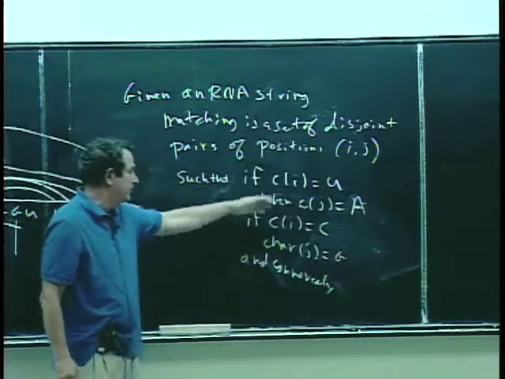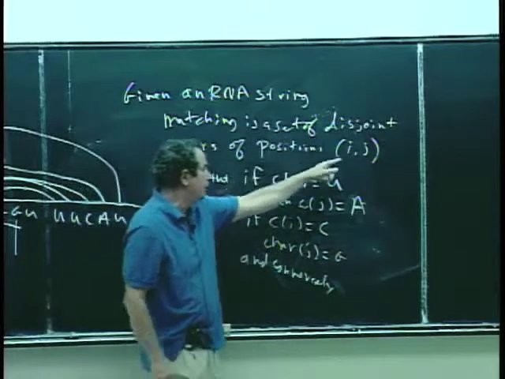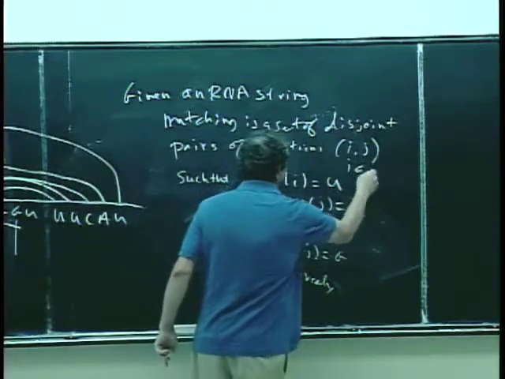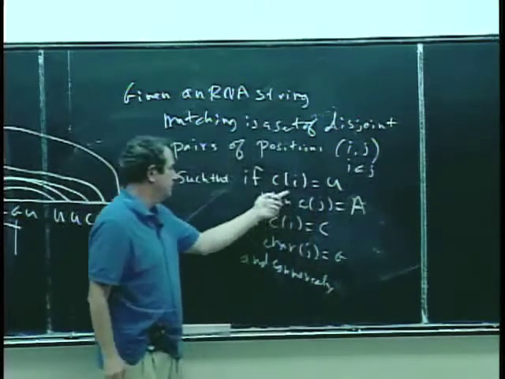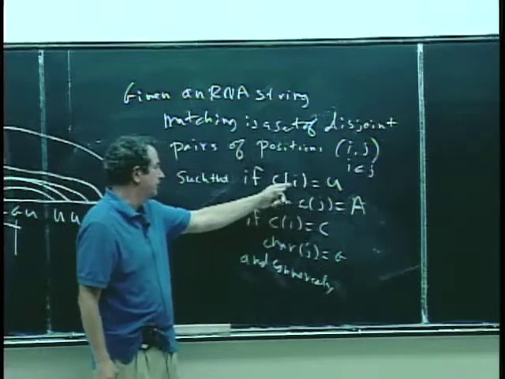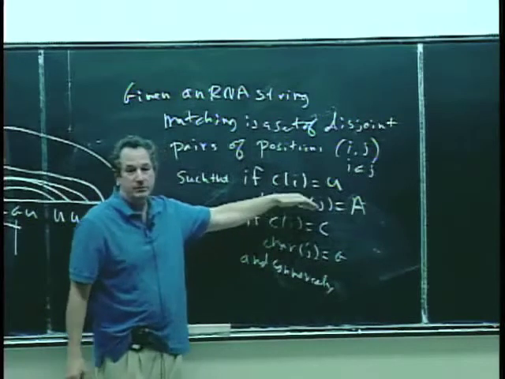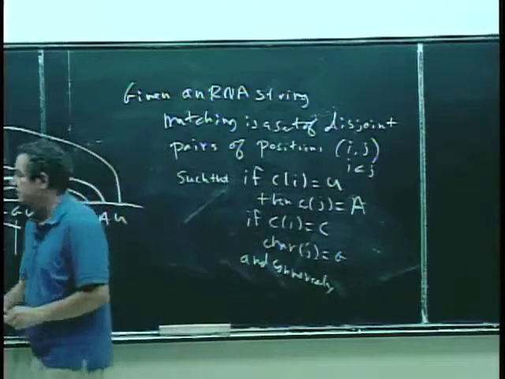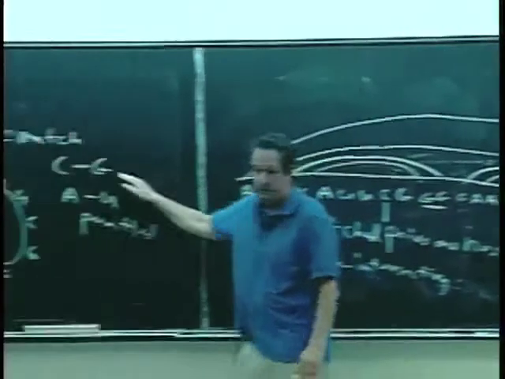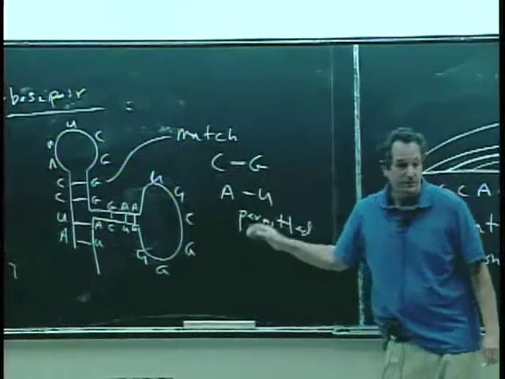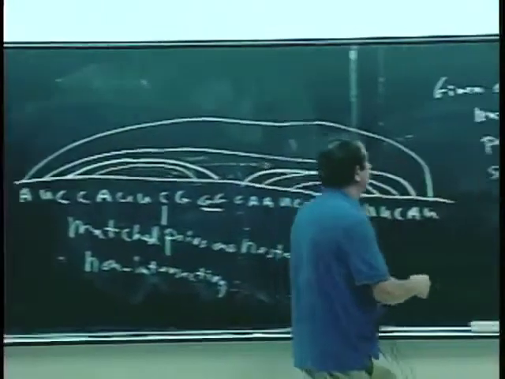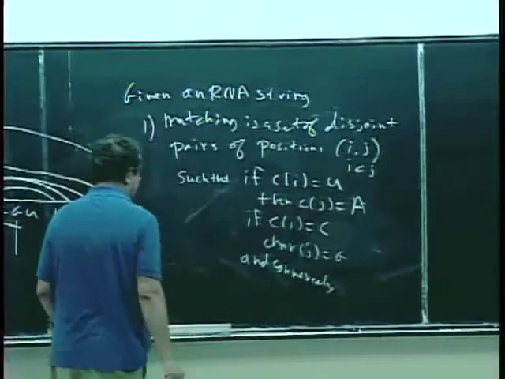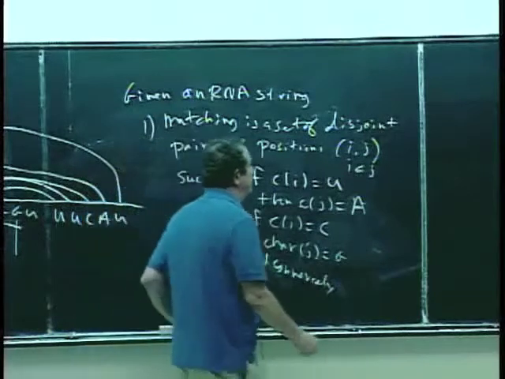This should actually be four cases here, because this is I less than J. So we should have the case that if C of I is equal to A, then C of J is equal to U, and so on. That's what I mean by "and conversely." And that's the same thing as saying these are the permitted matchings. So that's one condition.